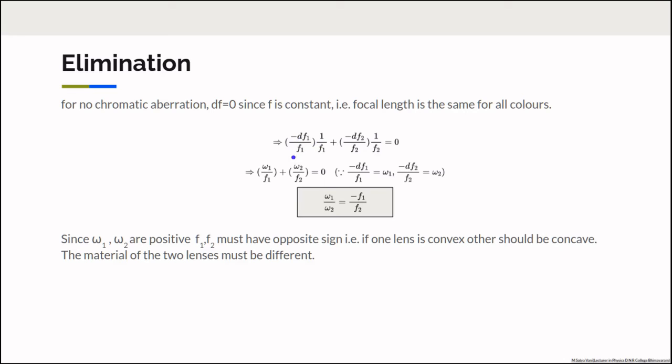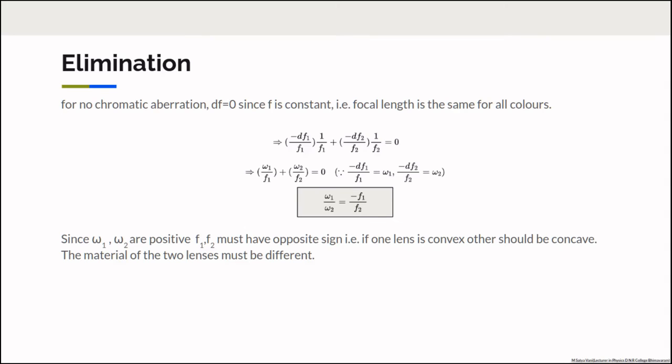Then minus df1 by f1 is nothing but, we know that dispersive power is minus df by f. Minus df1 by f1 indicates the dispersive power of the first lens, and minus df2 by f2 indicates the dispersive power of the second lens, that is represented by omega 2. Then substituting these values, we get omega 1 by f1 plus omega 2 by f2 is equal to 0, or omega 1 by omega 2 is equal to minus f1 by f2. This is the condition for achromatism in case of an achromatic doublet.